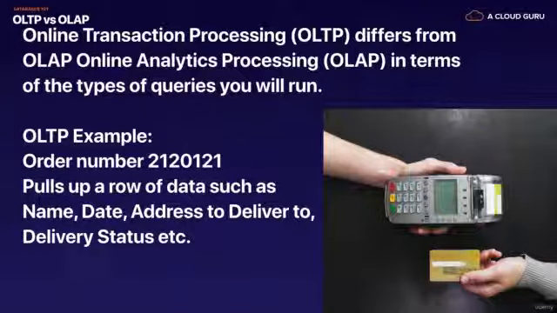So before we look at Amazon's solution to data warehousing, I just want to compare online transaction processing versus online analytics processing. Online transaction processing differs from online analytics processing in terms of the types of queries that you run. So let's look at an online transaction processing example, or OLTP example. Say I want to find a specific order, say it's 2120121. So I basically run a query saying, hey, select order number 2120121. And this is going to pull up a row of data. This might have things like my name, my date, my address to deliver to, the delivery status, etc.